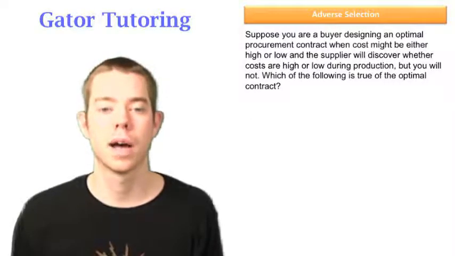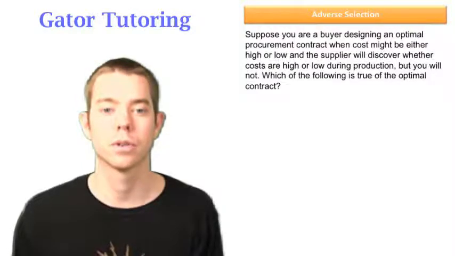It says, suppose you are a buyer designing an optimal procurement contract when costs might be either high or low, and the supplier will discover whether the costs are high or low during production, but you will not. Then it says, which of the following is true of the optimal contract?